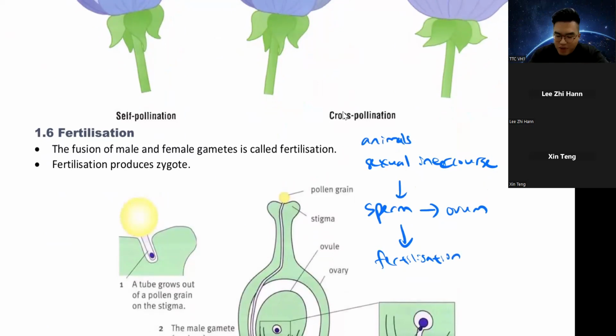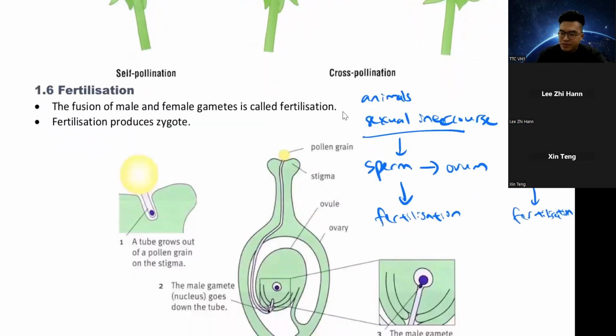But for flowering plants, it's a little bit different because they can't have sex, so they do pollination. This is for pollen to find ovule, and same thing, fertilization. Just the front process is different. Animals can have sex because we can move. Plants cannot, so they call it pollination, and they need the help of wind, animals, or insects. The rest is the same. Sperm, ovum, pollen, ovule, and both are called fertilization.